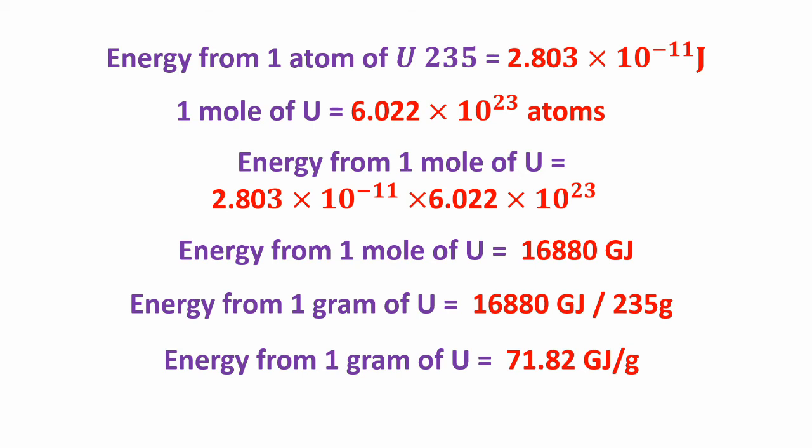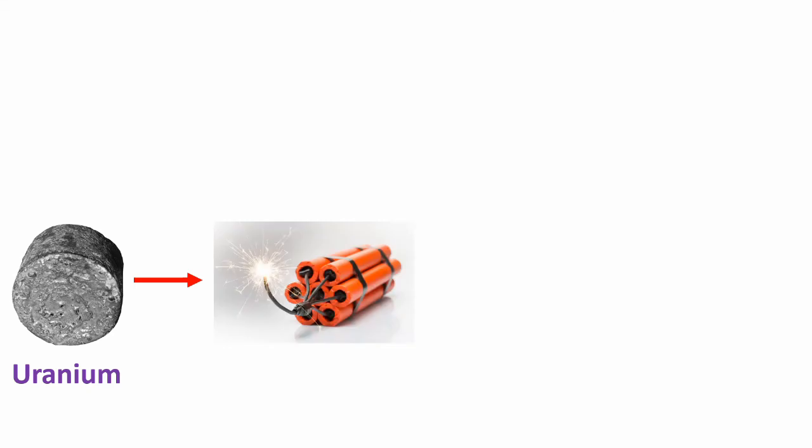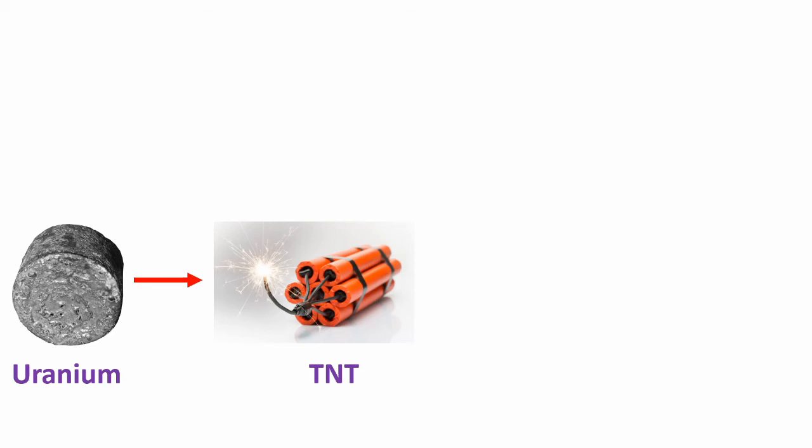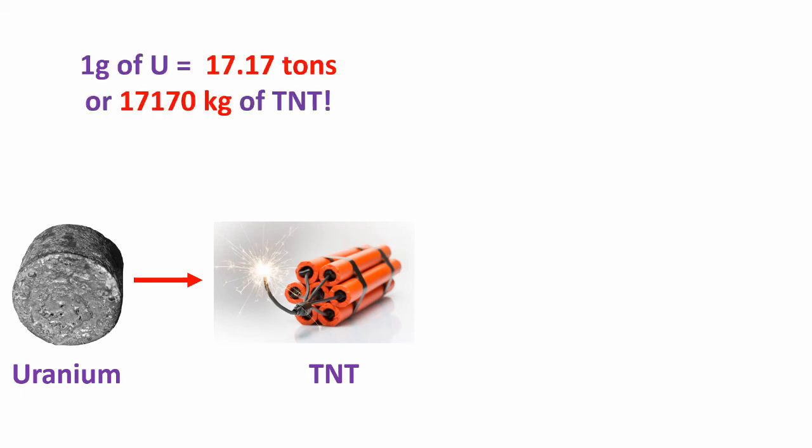But I know people have trouble wrapping their heads around these numbers, so we'll be doing a very common comparison. You see, people usually compare the energy released by uranium to the energy released by TNT or dynamite, as you might know it. But remember, uranium releases energy due to a nuclear reaction and TNT releases energy due to a chemical reaction. So we are essentially comparing the energy released by a nuclear reaction to the energy released by a chemical reaction. When you do compare the energy, you will see that 1 gram of uranium releases as much energy as 17,000 kilograms of TNT. Just imagine that.